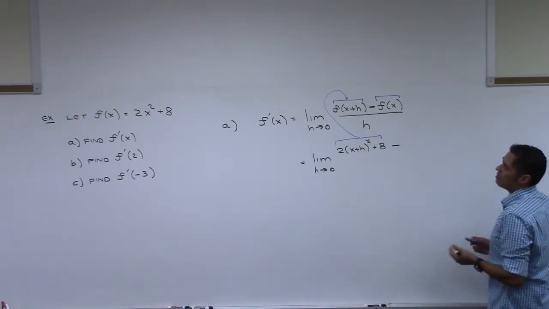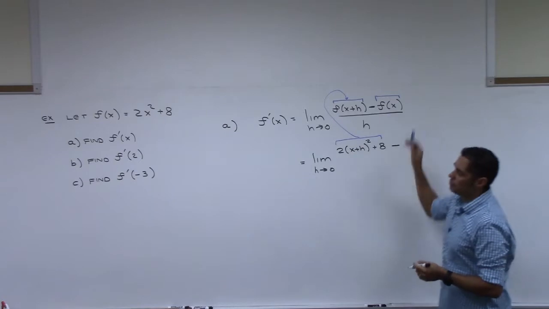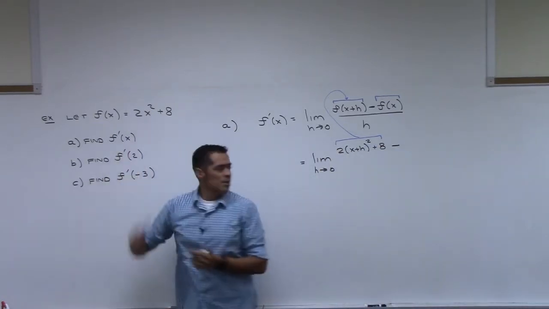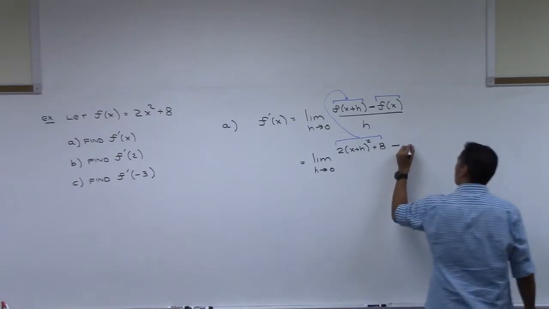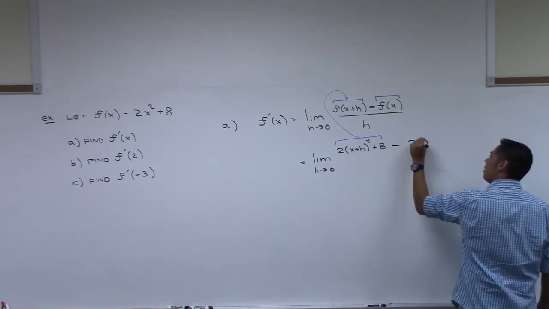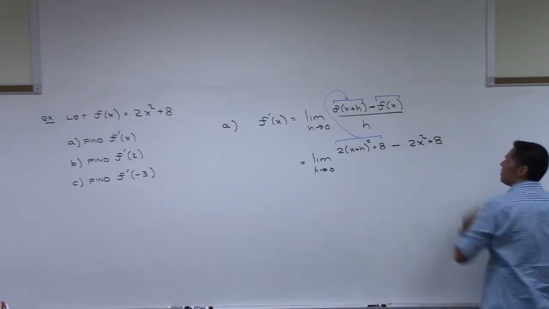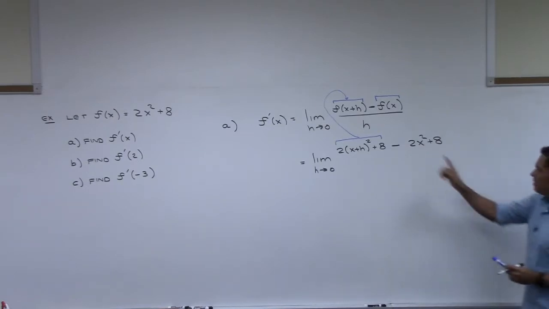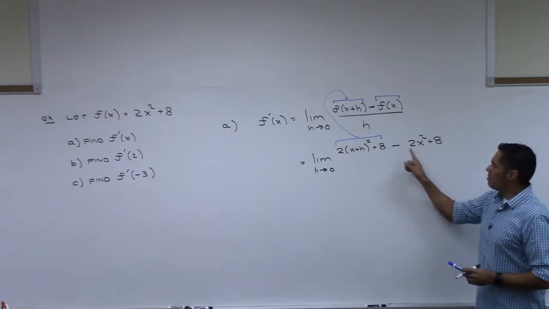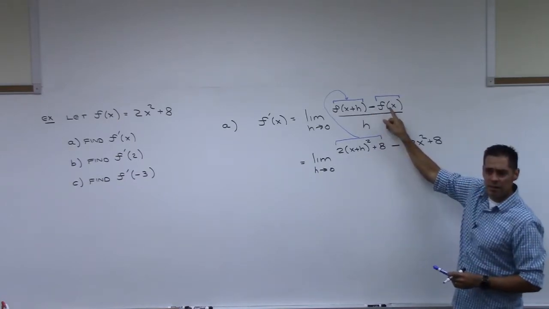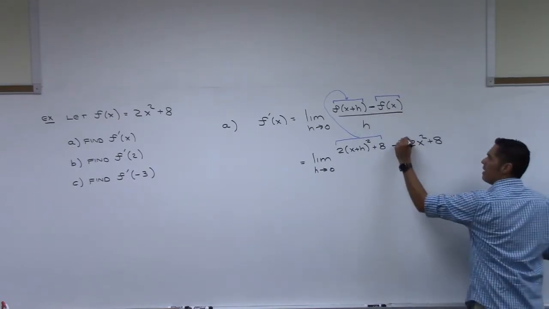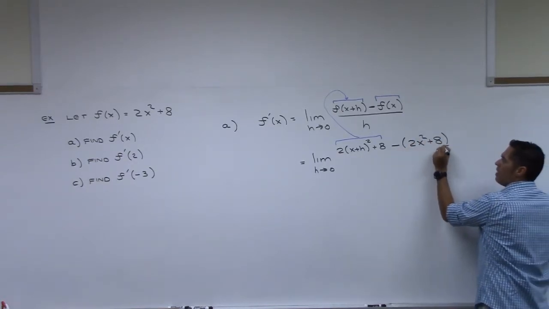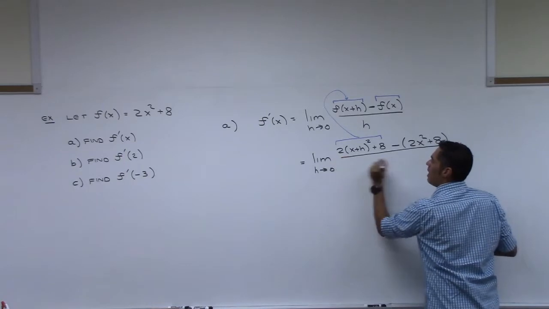Now what's f of x? It's just this, right? You don't have to do anything. So I'm going to put 2x squared plus 8. Now, is that correct? Or am I messing up there? I'm messing something up here. I need this in parentheses, because we're subtracting the entire function, right? So that means the negative sign will have to distribute. Now, all of that gets divided by h.